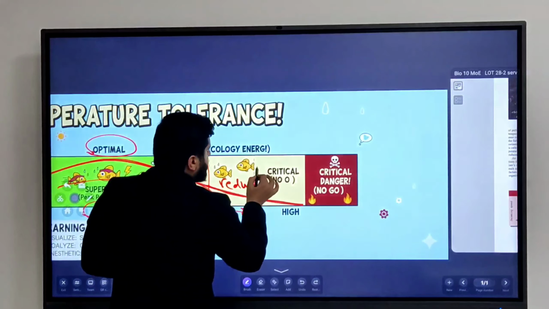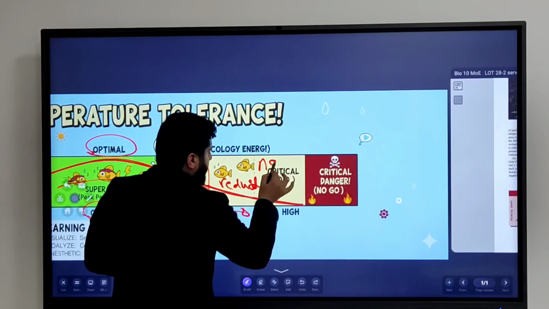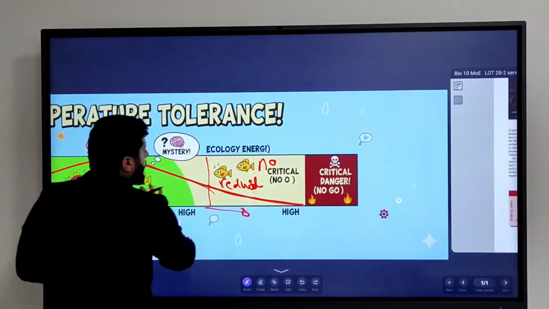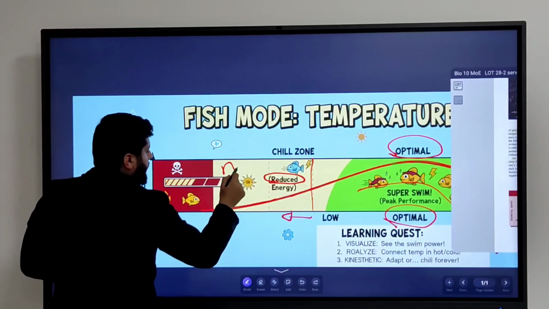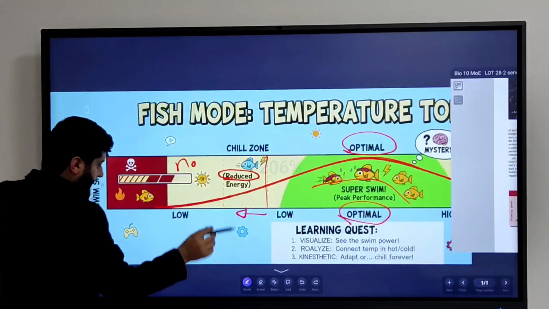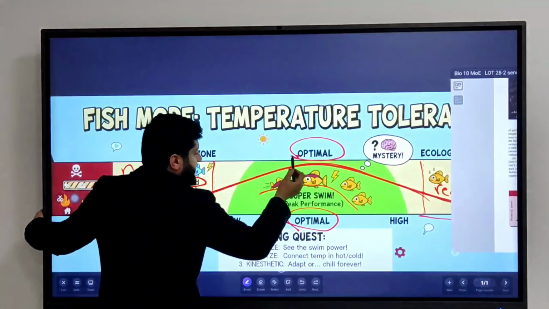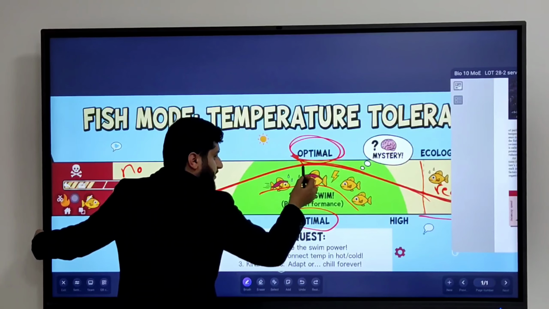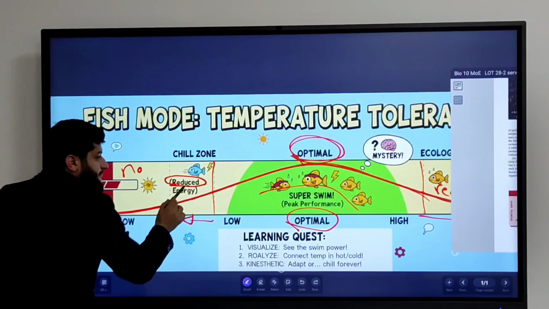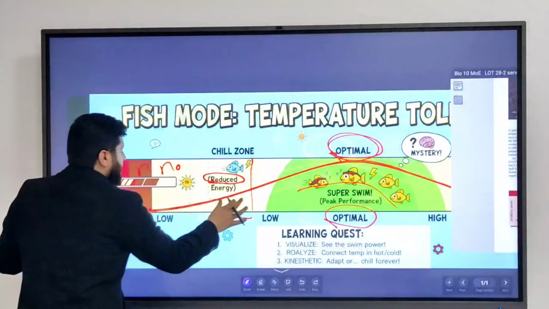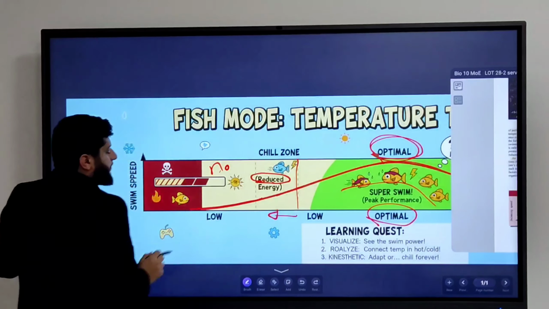There will be no performance, okay? Here also there will be no performance. Look, here it is at its optimal range, peak performance. Here, reduced performance, okay? Here, no performance.